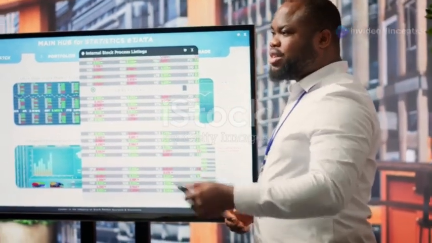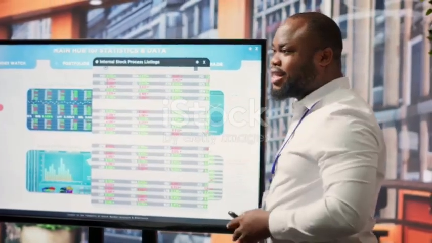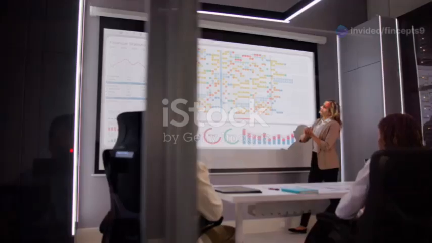Today we're talking about the price-to-sales ratio, or PS ratio, a super handy metric, especially for analyzing growth stocks, startups, or companies with low or negative earnings. This ratio can be a game changer when traditional metrics don't apply.